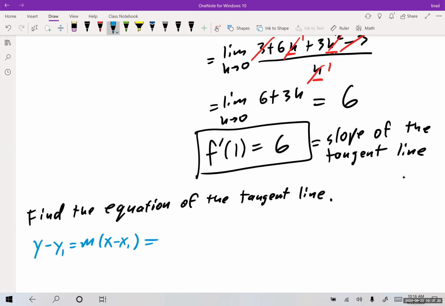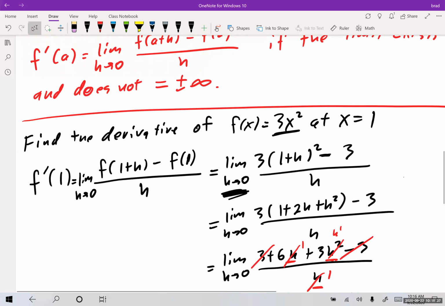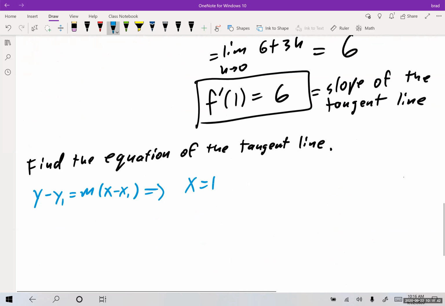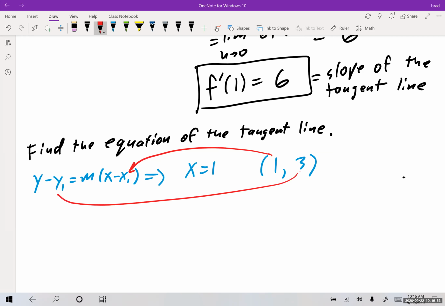So we know that x equals 1. If x equals 1, or a equals 1, and we plug that into here, we're just going to get 3 times 1 squared, which is 3. So we actually have the point (1, 3). That's our point, so that's what we can plug in here and here. So we have y minus 3 equals my slope of 6 times (x minus 1).